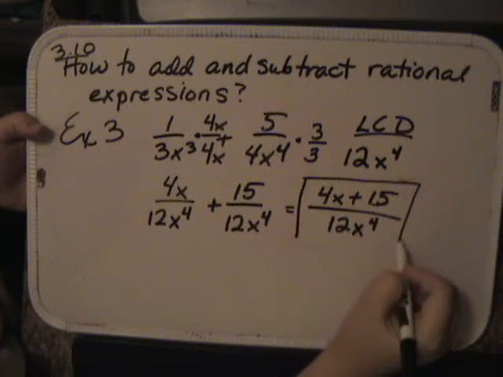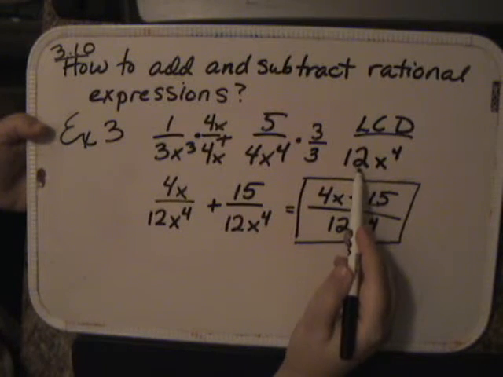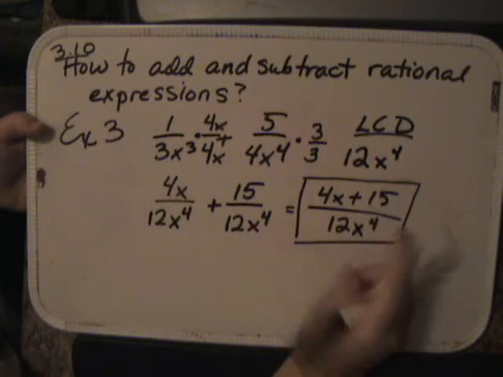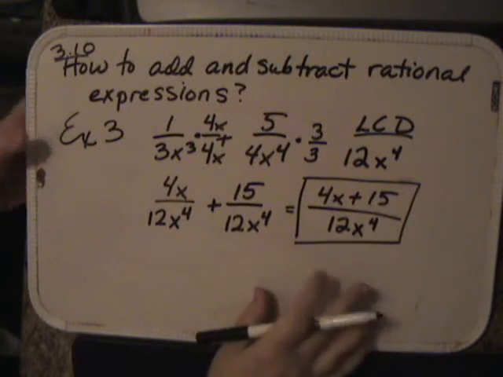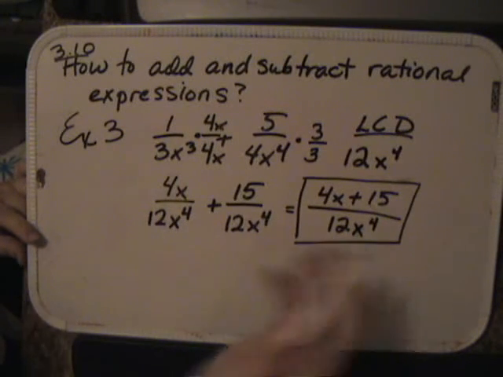If you double check it, make sure there's nothing you can reduce. If you didn't use the LCD, you might have something else in there that's common to everything. But in this case, we did use the LCD, so we're good. And we simply need to write the answer.